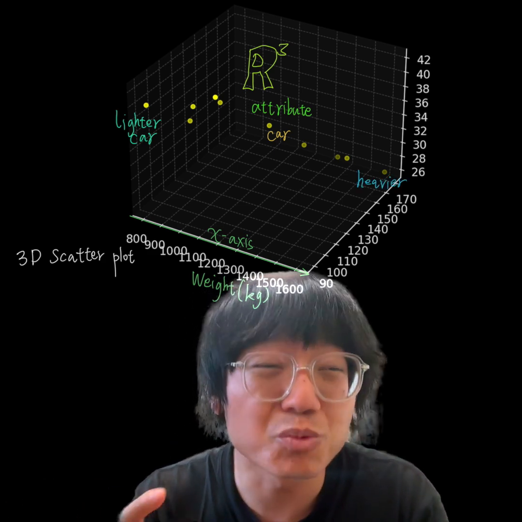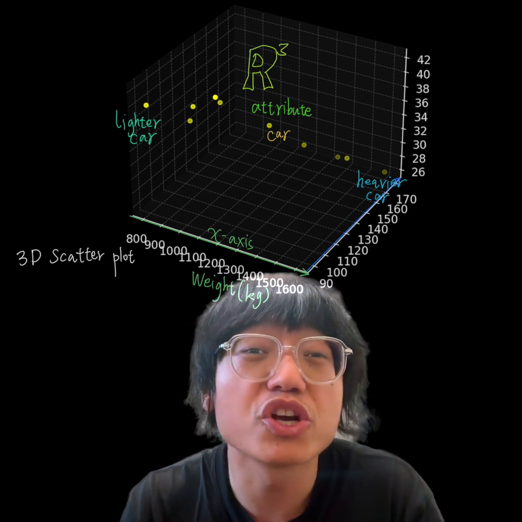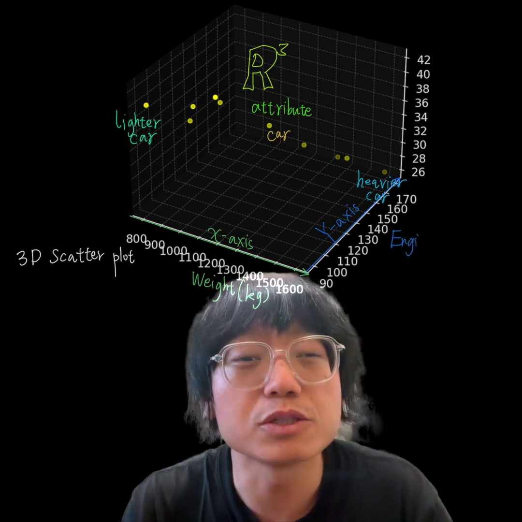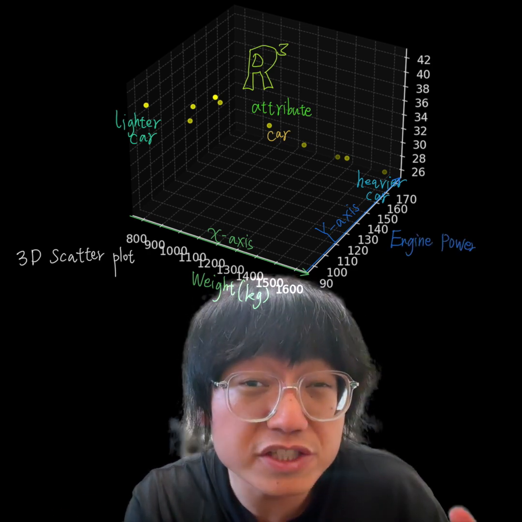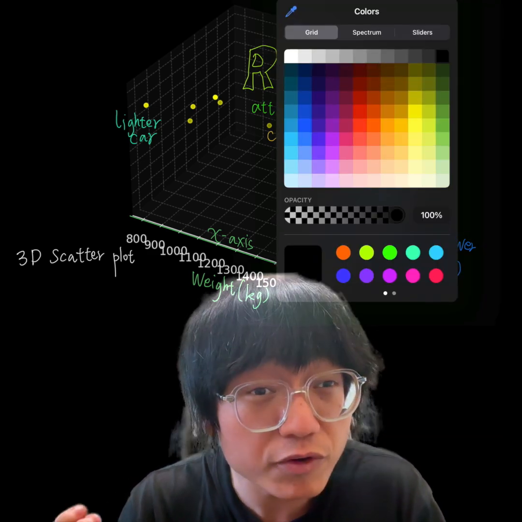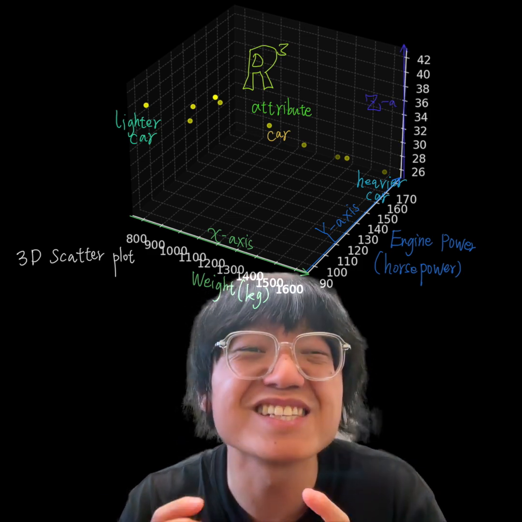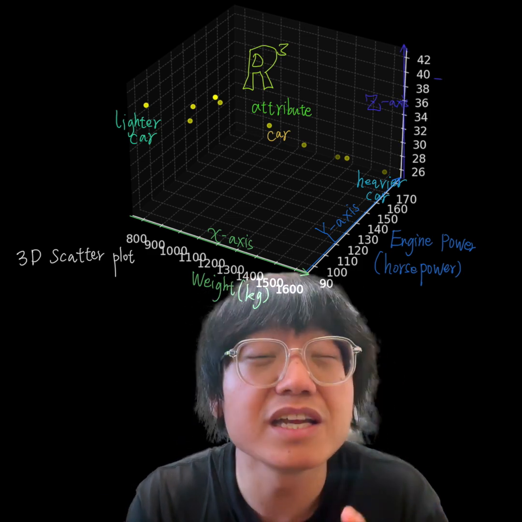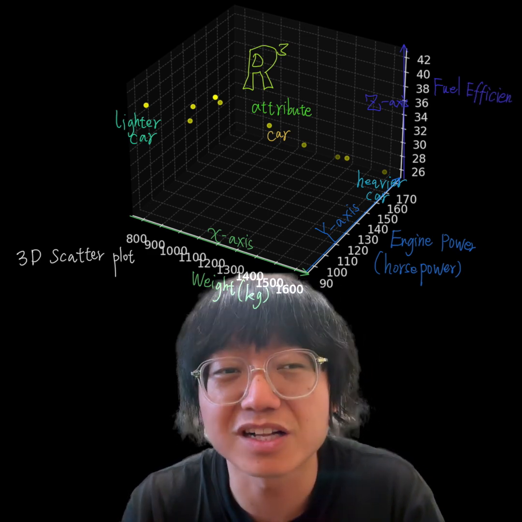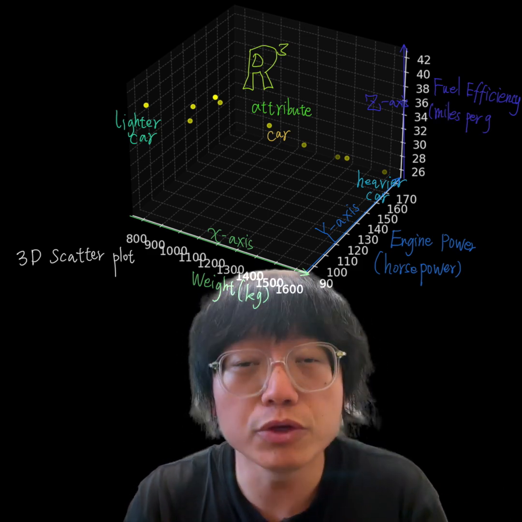The second one is the y-axis, which is the engine power in horsepower. This dimension shows the engine power of the cars, measured in horsepower, HP. It ranges from cars with less powerful engines, around 90 HP, to those with more powerful engines, up to 160 HP. And another axis is the z-axis, which is fuel efficiency in miles per gallon. This represents how fuel efficient the cars are. The values range from 26 mpg to 42 mpg.